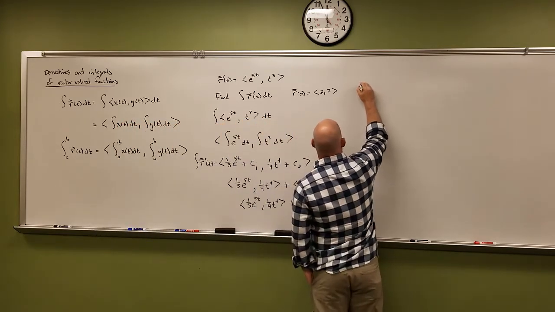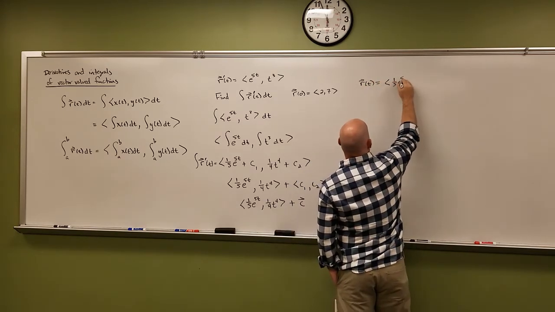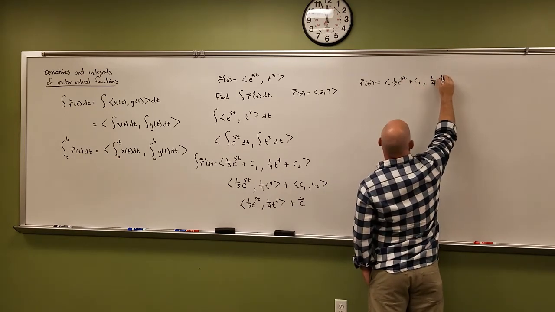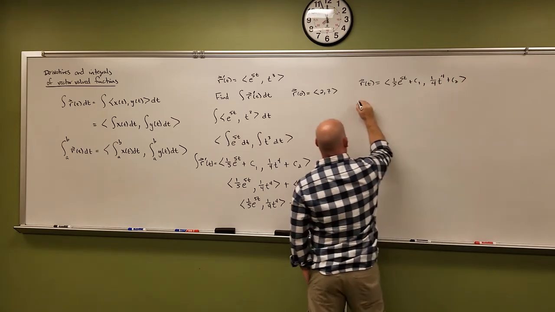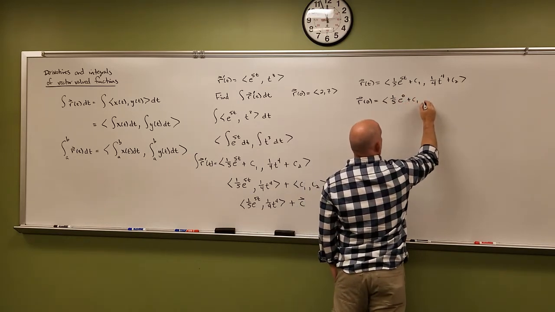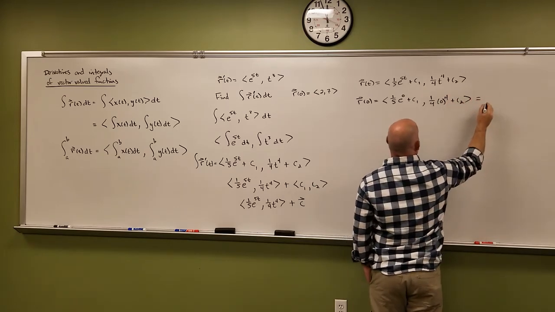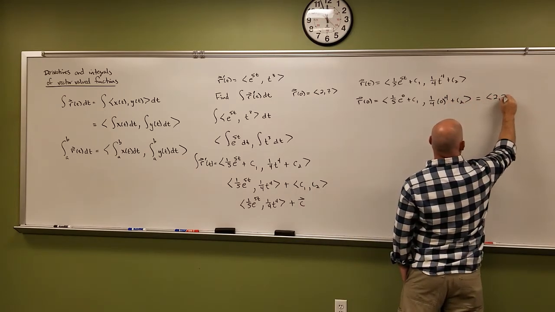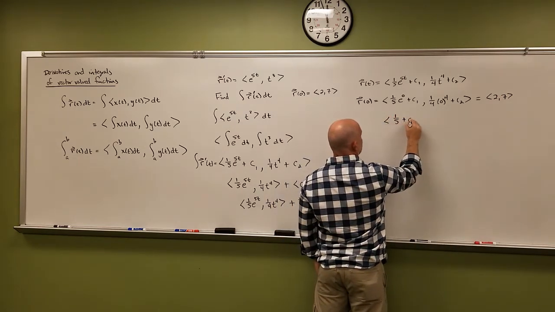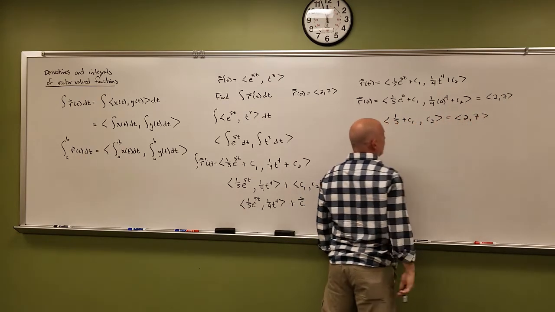So if I know r of t, what did we say it was? It was 1/5 e to the 5t plus c1, 1/4 t to the 4th plus c2. So r of 0 would be 1/5 e to the 0 plus c1, 1/4 0 to the 4th plus c2. That would have to be equal to the vector 2, 7. So this is the vector 1/5 plus c1, comma c2, has to be equal to the vector 2, 7.